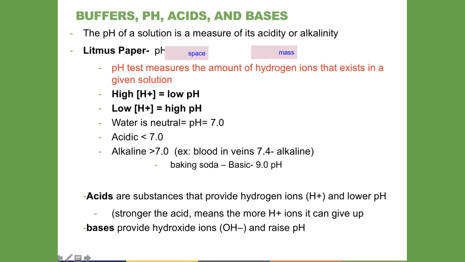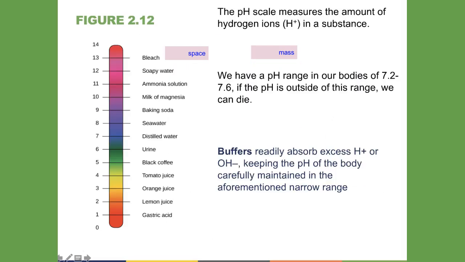Okay. Acids are substances that provide hydrogen ions, which is usually indicated by H plus right here, and lower pH. That's what acids do. They actually lower the pH. Because remember, lower pHs are acidic. So 2.2, 3.0, 4.0, anything below 7 means it's acidic. So the pH scale measures the amount of hydrogen ions in substances.